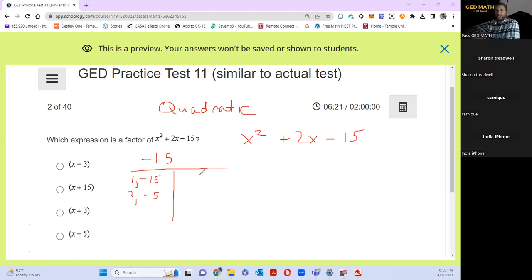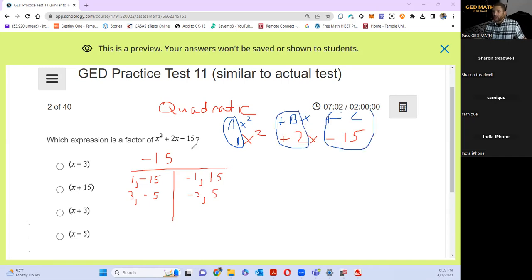What are we going to do on the other side? We switch: negative 1 and 15, so we change the signs. We have minus 1 and 15, and negative 3 and 5. So we identified this as a quadratic equation. Remember, ax squared plus bx plus c. My A is 1; if we don't see a number, it's a 1. My B is 2, and my C is negative 15. So that's where we got this from.